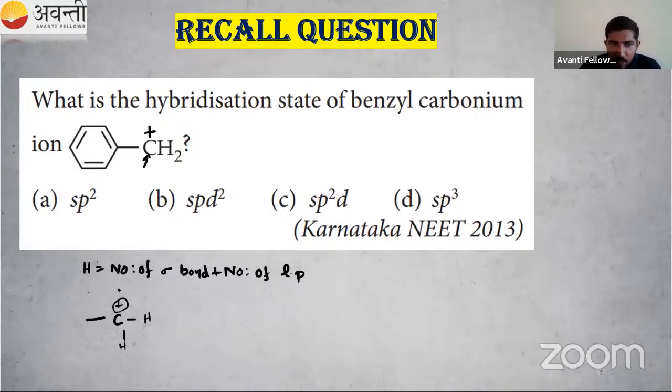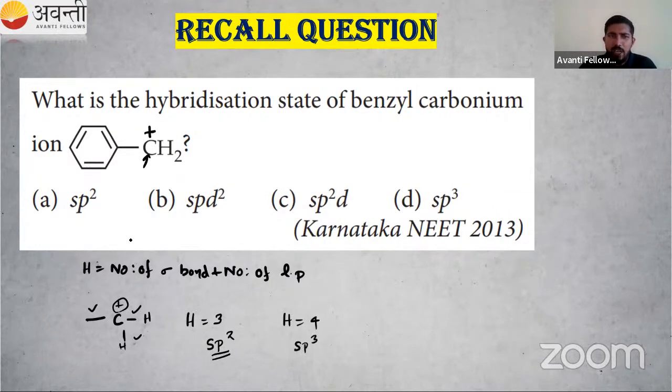Here I can see the first sigma bond, then the second sigma bond, third sigma bond. So the hybridization number is 3, and 3 means sp2. So this carbocation is sp2 hybridized. If I get 4, that will be sp3. You have already studied that. So for this question, A is the correct answer. Okay, I'm ending the poll. In the next poll, you have to participate.